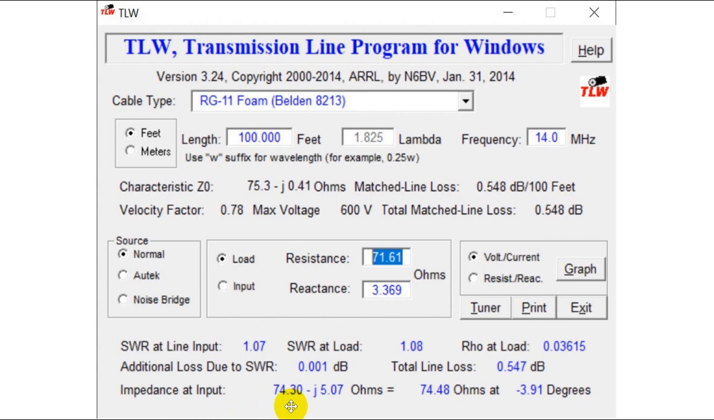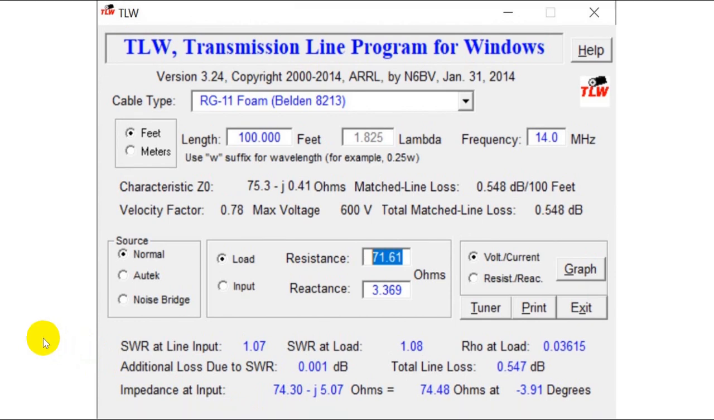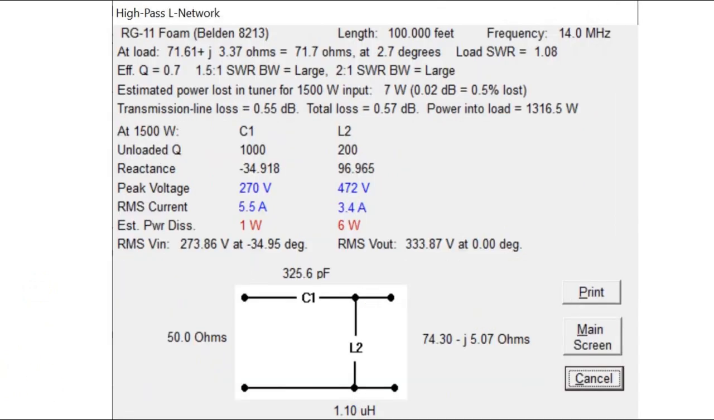74.3. Well, now you're going to want to turn on the antenna tuner in your radio so that we can just tweak this out and make this look just absolutely beautiful. The software over here, you can actually look at what elements would be involved in a tuner. If you really wanted 50 ohms here and 74 ohms here, this would give you a 1-to-1 SWR.